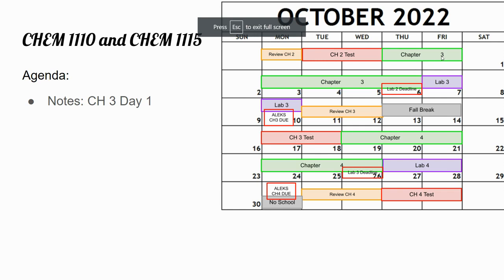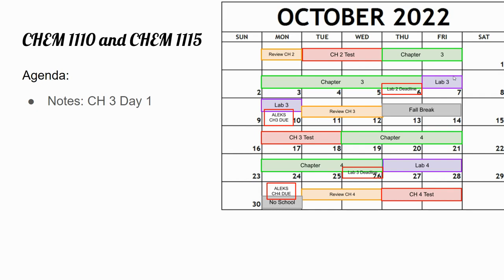Let's look at our map. We are here Thursday. We're going to start chapter 3. Lab 2, the last day you can turn it in is in a week. So make sure if you haven't already turned in lab 2, turn it in. And remember, if you turn it in before the deadline, then I can grade it and then you can correct it and resubmit. So don't wait till the last day or you won't be able to correct anything.